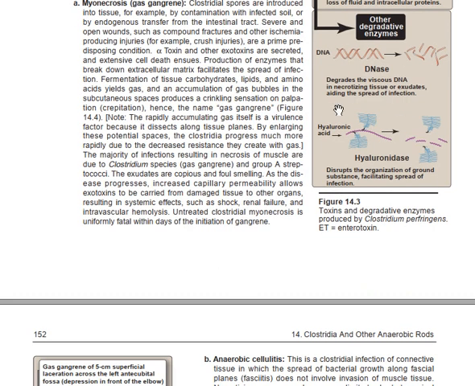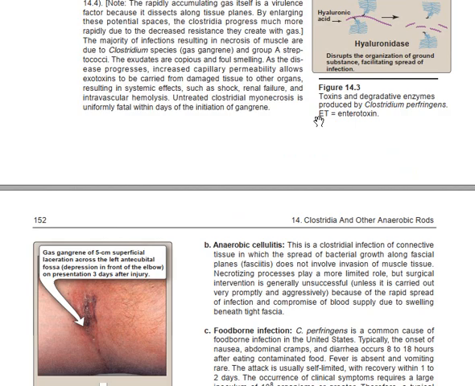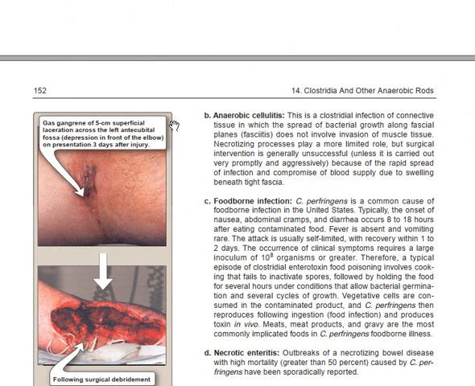Now the next is, it also produces the enzyme called hyaluronidase, and that hyaluronidase is used to break down hyaluronic acid, which is present at the level of most connective tissue, to increase the spread of the disease.